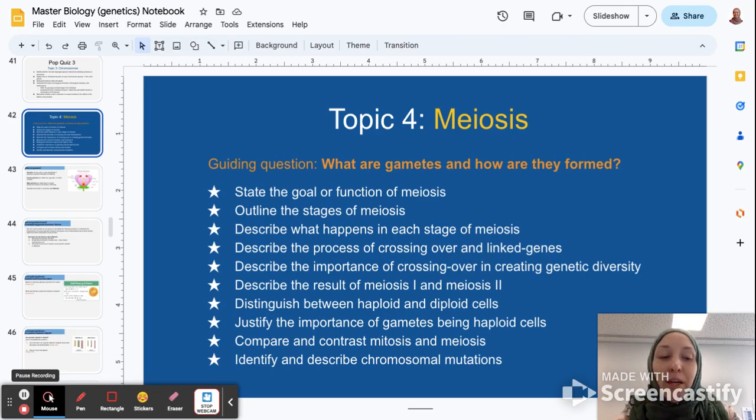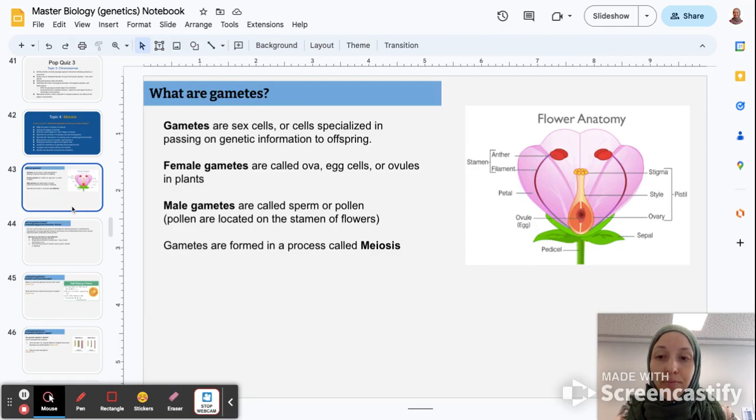Meiosis is the process by which gametes are formed. So now we're asking, what are gametes? Gametes are sex cells, or cells specialized in passing on genetic information to offspring. So this would be their function.